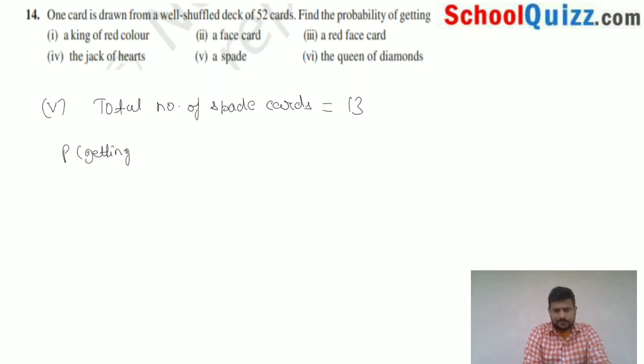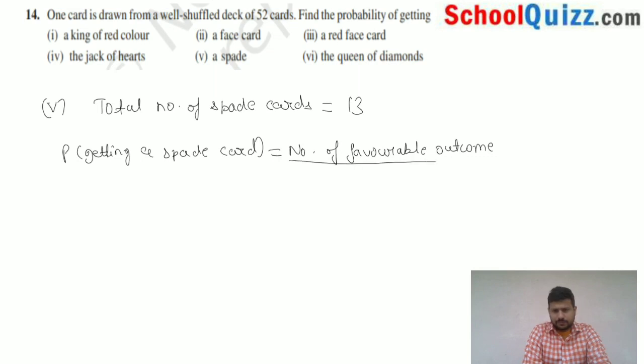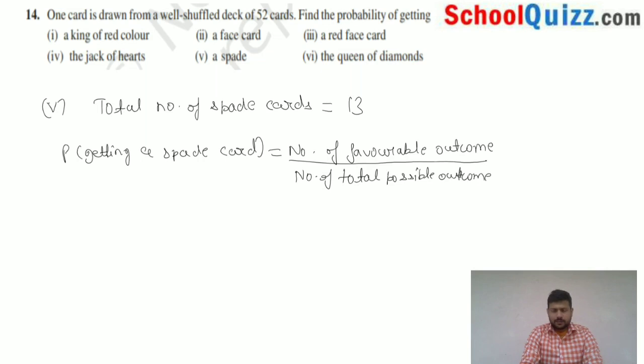So probability of getting a spade card is equal to number of favorable outcomes upon total possible outcomes. Number of favorable outcomes upon number of total possible outcomes.